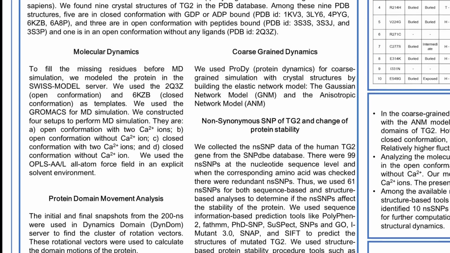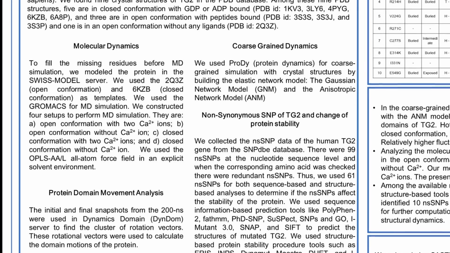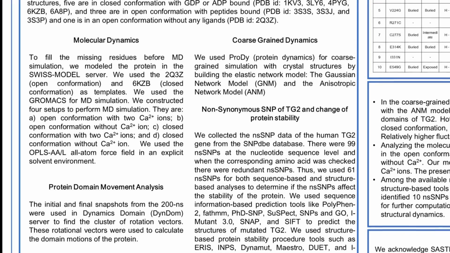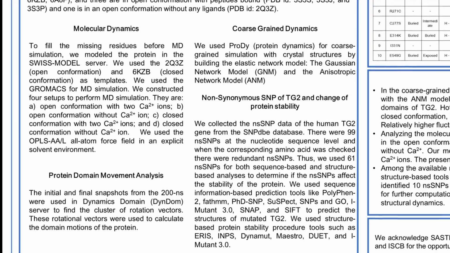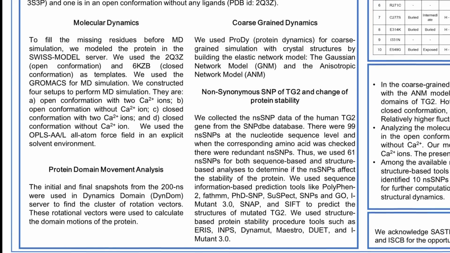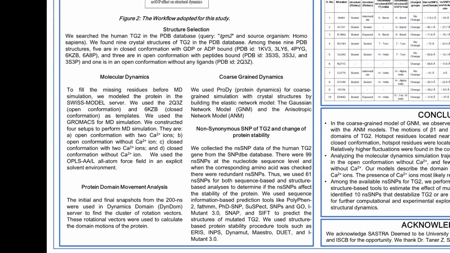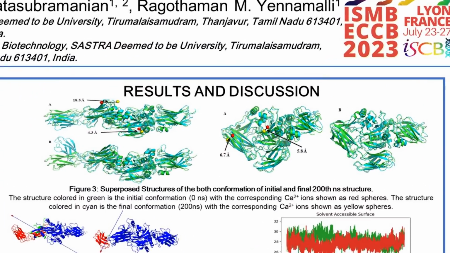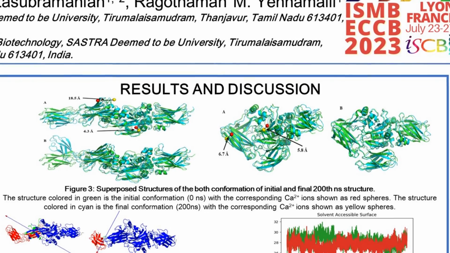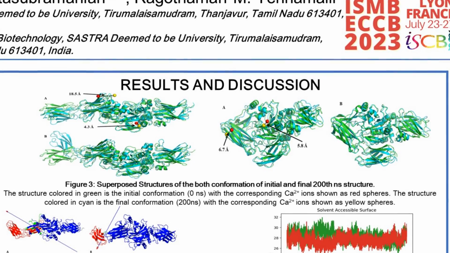We collected non-synonymous SNPs, nsSNPs, from the dbSNP database. We used 8 sequence-based and 6 structure-based prediction tools to analyze the effect of nsSNPs on the protein structure. Initial and final snapshots of the 200 nanosecond trajectory of both conformations are shown in figure 3.